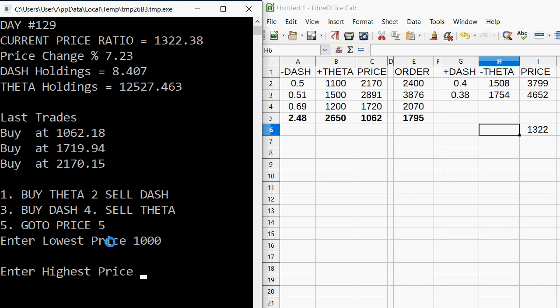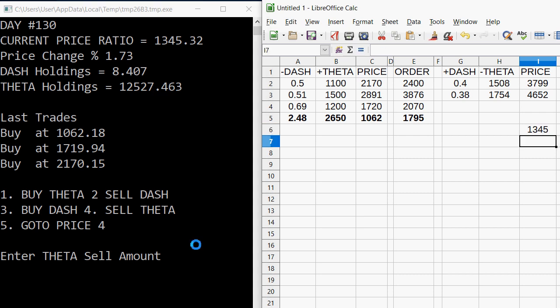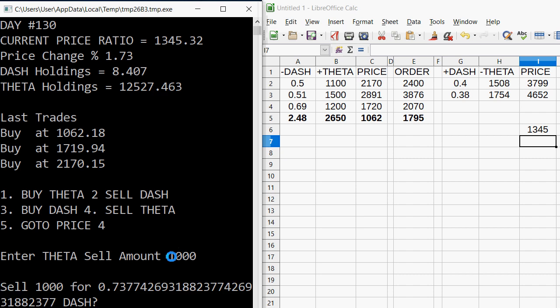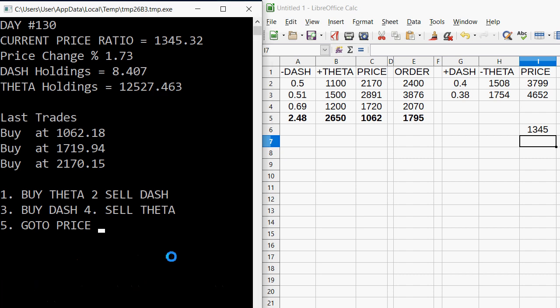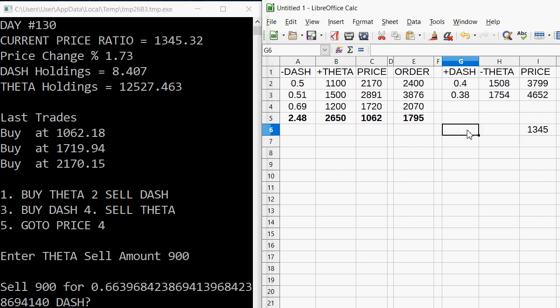What would 1,000 do? Oh, okay, but never mind. I guess I've got no choice but to span a day. And this could work out costly. No, it doesn't. So the price would be 1345 now. 10%. What would 1,000 be worth? It's under 10%. 7.3. Not bad, but I think go less, and get 0.66 here. So 0.66 dash for 900 theta.